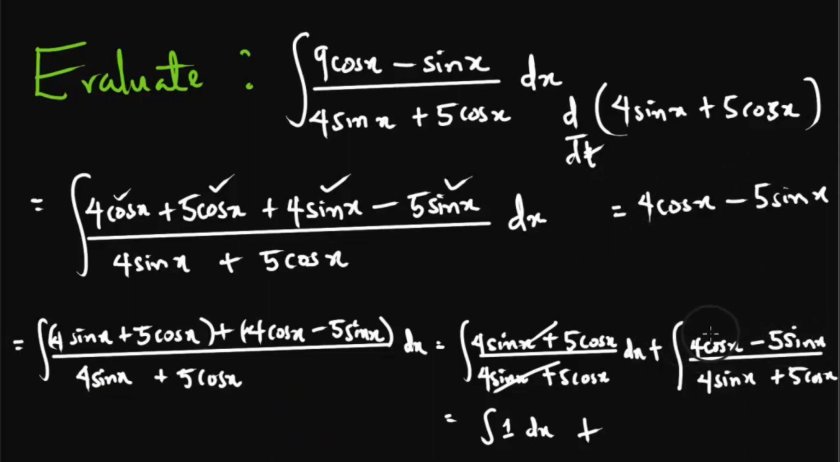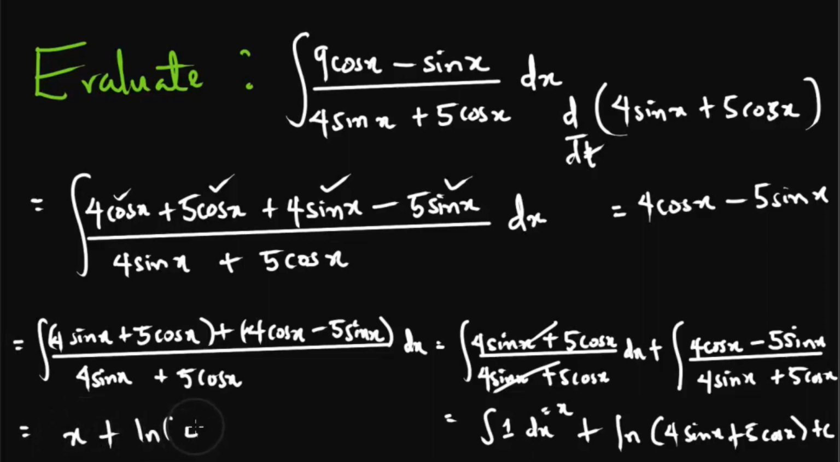Therefore, we can conclude that the integral of this function is equal to ln of our denominator, which is 4 sin x plus 5 cos x, plus c. And the integral of 1 definitely is equal to x. So we can conclude that the solution to this problem is x plus ln of (4 sin x plus 5 cos x) plus c. And that is it, guys.